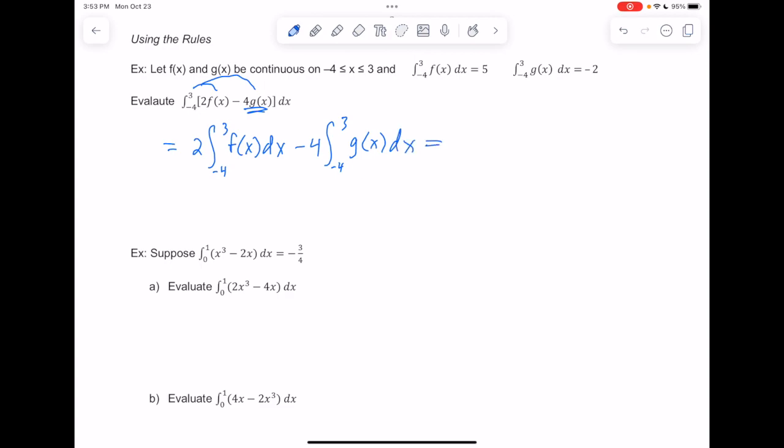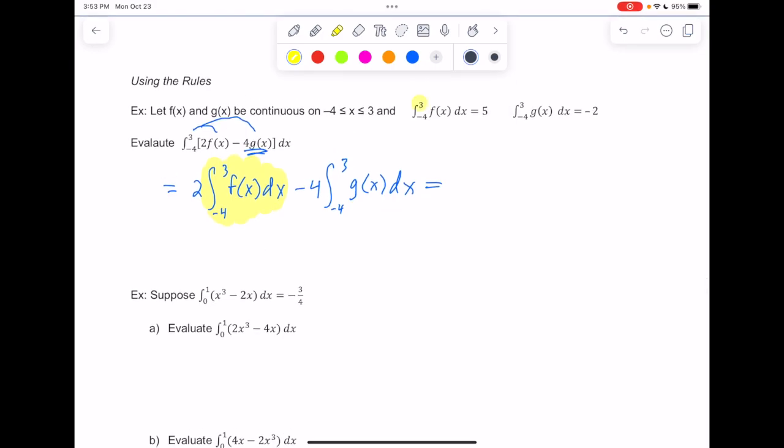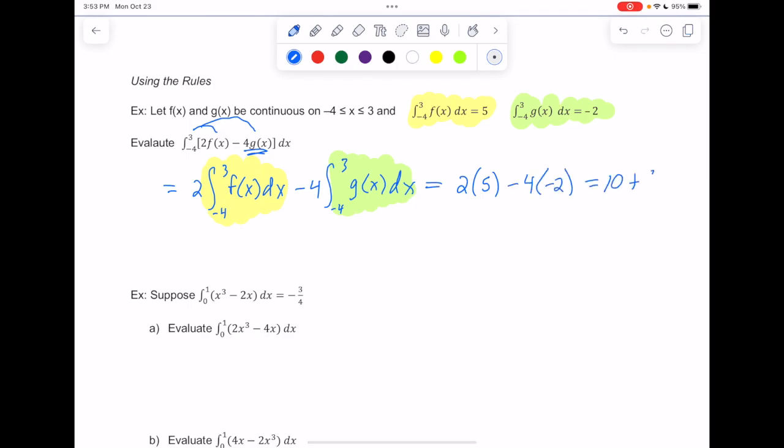And then we know the answers for these integrals. So we know that the integral from -4 to 3 of f of x is 5, and we know that the integral from -4 to 3 of g of x is -2, so we can just substitute those values in. So we get 2 times 5 minus 4 times -2, so 10 plus 8, so 18. Nice and quick and easy. So there's our answer. Let's try some more.